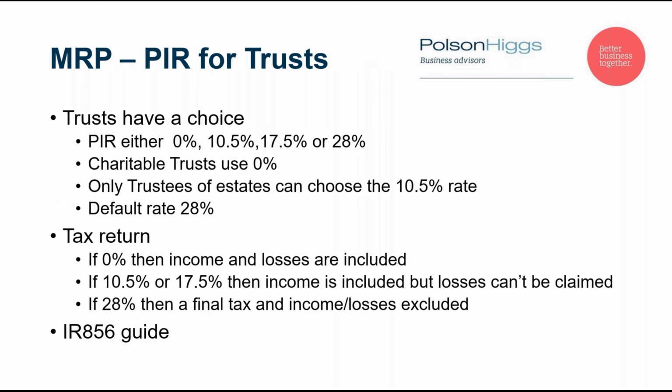So now PIR rates for trusts. There are 4 different rates that can be used for a trust between 0 and 28%. The rate chosen will generally depend on whether the income will be retained in the trust or distributed to beneficiaries with a lower marginal tax rate. So charitable trusts use 0%. Only estates can use the 10.5% rate, and the default rate there is 28%.